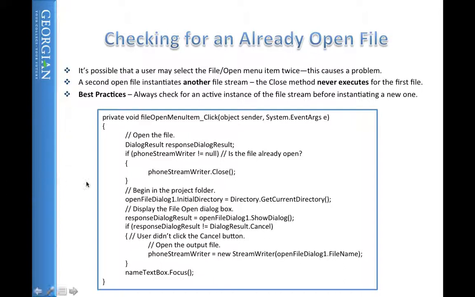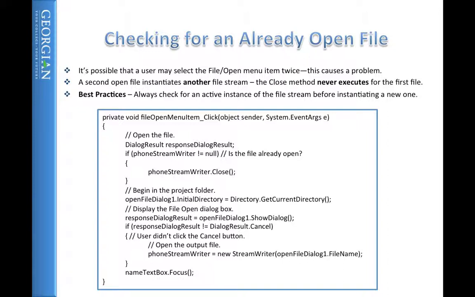So again, it's a good place to check to see if my phone StreamWriter, as an example, has been instantiated. And if it has, I want to close it off, right? And then I want to reinstantiate it and recreate my new dialog again. Okay? Same as we saw before with the cancel button.